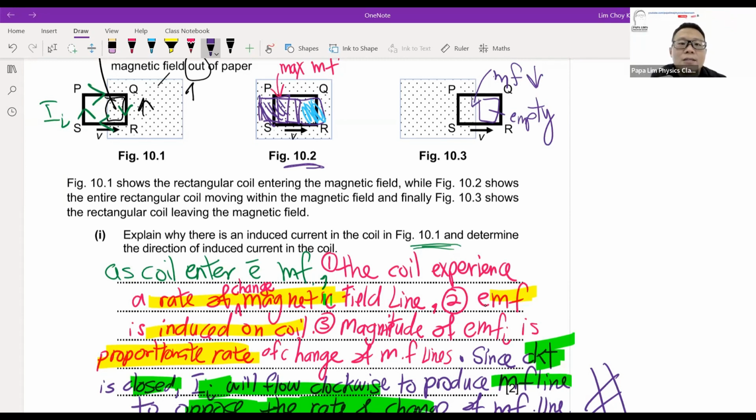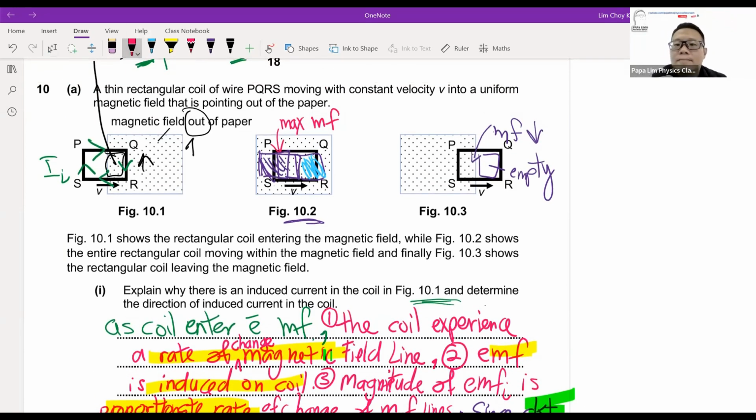If the field lines entering the coil are decreasing, based on Lenz's law, your induced current will flow in a direction to oppose these changes. So it will make sure that the field lines must increase, or try to slow down the decrease. So the induced field will be in the same direction as the original magnetic field, which is outwards of the paper.